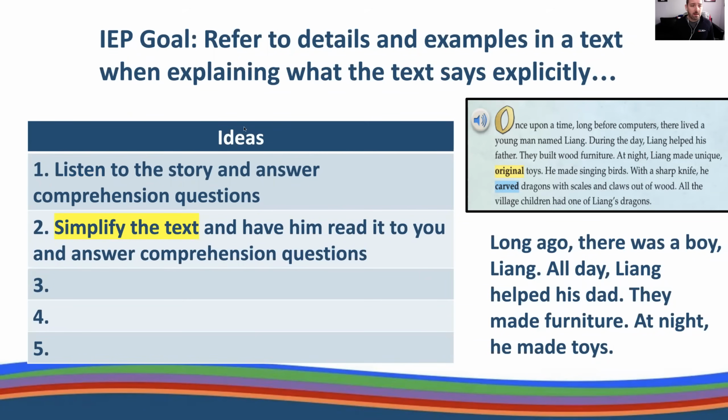A second idea of how to modify this is to simplify the text and have him read it to you and answer comprehension questions. Okay, so instead of having this text that has a lot of words that could be complex, you're changing it to: long ago there was a boy, Liang. All day Liang helped his dad. They made furniture. At night, he made toys, right? So this is the text that we're simplifying.